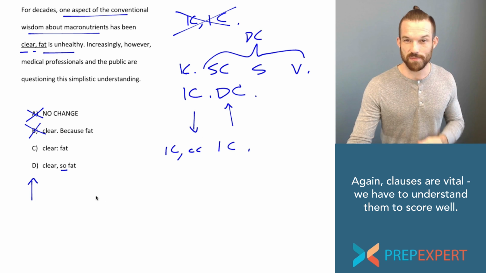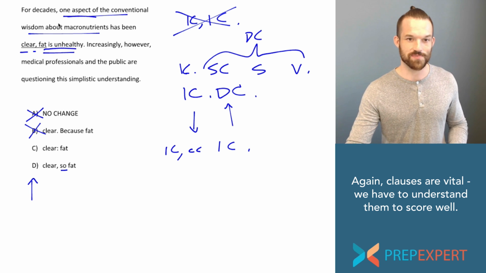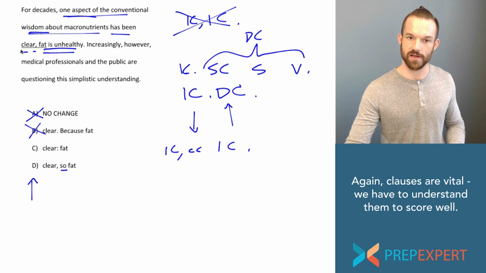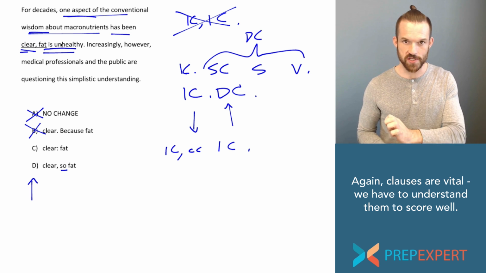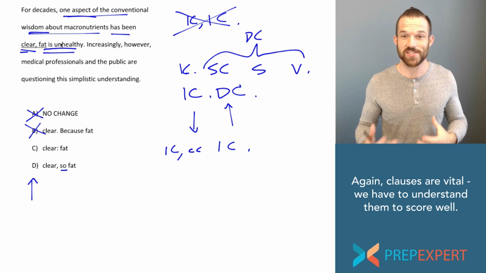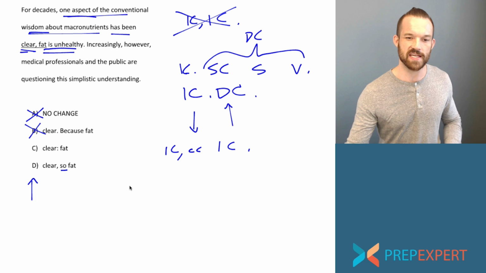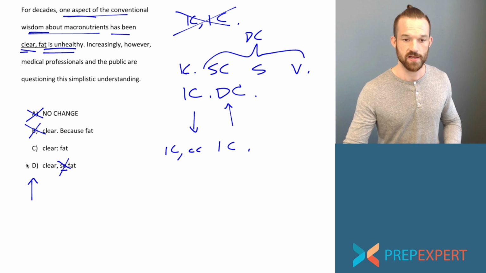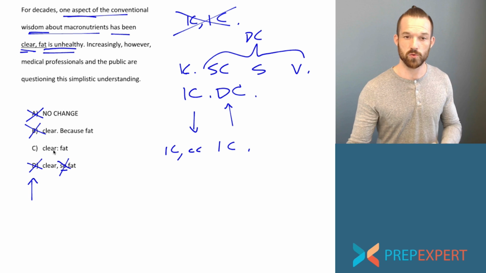However, it messes up the meaning of the sentence. The fact that fat is unhealthy is not a result of the fact that one aspect of conventional wisdom has been clear. And when we say one aspect has been clear, so fat is unhealthy, that is asserting that fat is unhealthy as a result of the conventional wisdom being clear. It messes up the meaning of the sentence to use the word so right there. So D is incorrect.